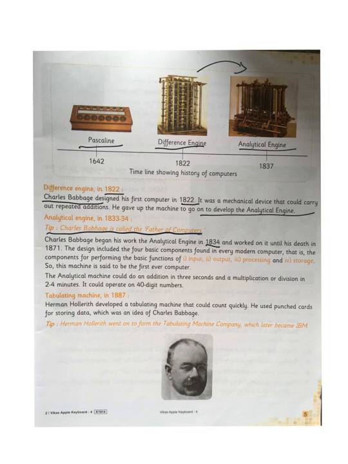In 1871, the design included the 4 basic components found in every modern computer, that is, the components for performing the basic functions. That is why the analytical engine is called the first ever computer and Charles Babbage is called the father of computer, because the computer he built had the basic operations that a computer should perform. That is, it could take input, it could give output, it could process the information and it could store the information. And these 4 are the most important things of a computer.